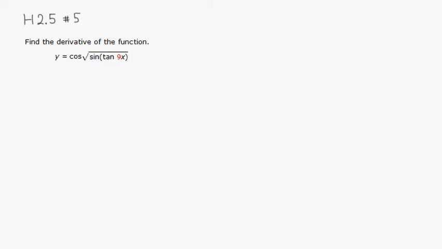The first thing I would do is, I don't like square root, so I'm going to rewrite that. So this is going to be cosine of sine of tangent of 9x, all to the 1/2 power, since it's a square root. All right, so let's take the derivative.